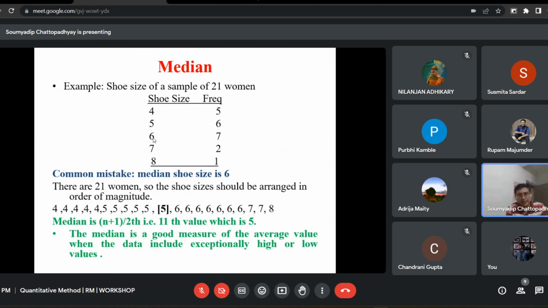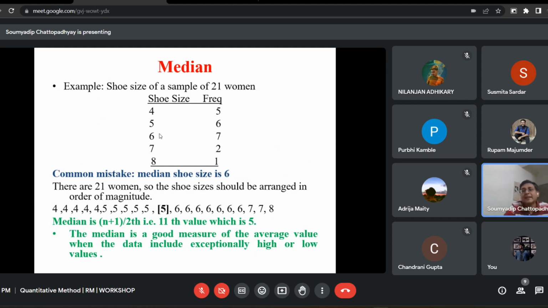Now, as we already mentioned, what you need to do is arrange the data in either increasing or decreasing order, and then find out the middlemost value. So here the shoe sizes are already arranged in increasing order, so you have a tendency to mention 6 as the median value. So that is the common mistake which we generally make.